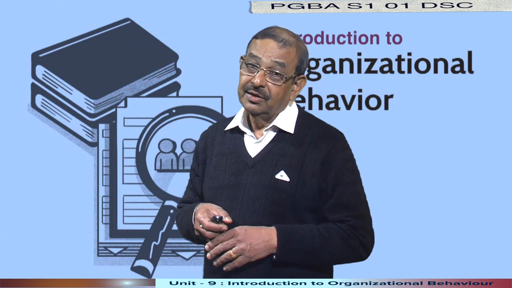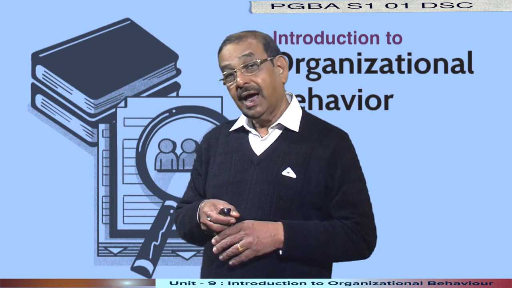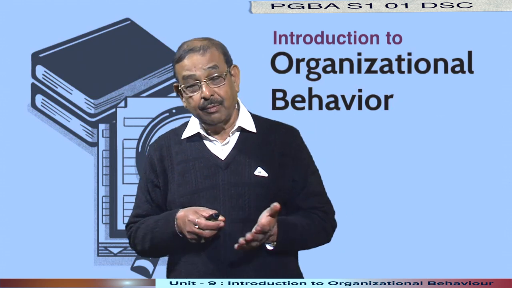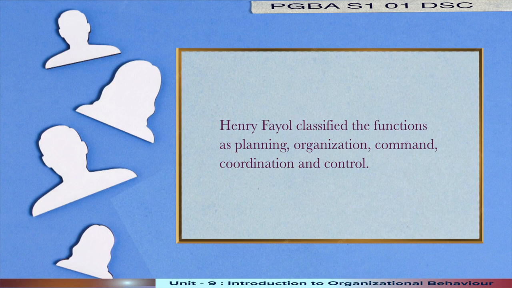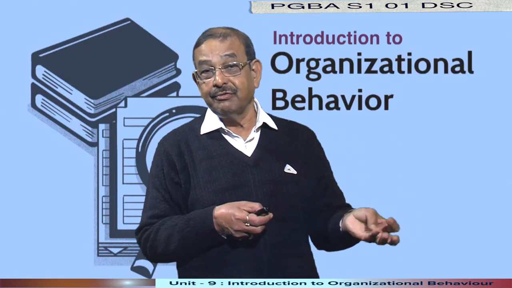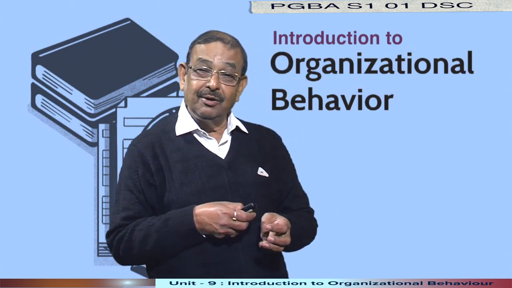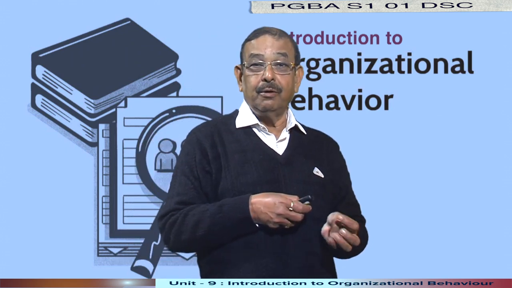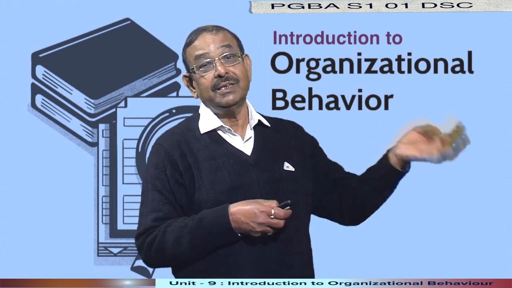You have already studied in your first course about the functions of management, and you have already discussed some of those things. Basically, Henri Fayol classified the functions of management as planning, organizing, command, coordination, and control. Koontz and O'Donnell: planning, organizing, staffing, leading, and controlling. Luther Gulick, you may recall, right? POSDCORB: planning, organizing, directing, staffing, coordinating, reporting, budgeting.